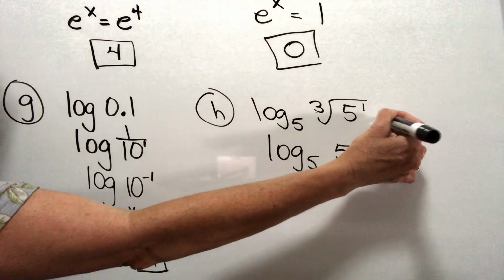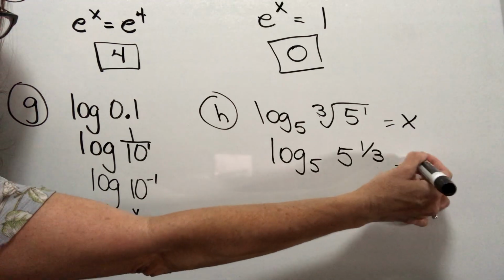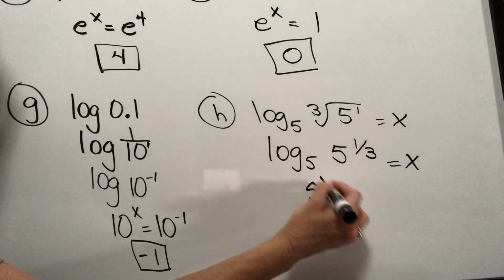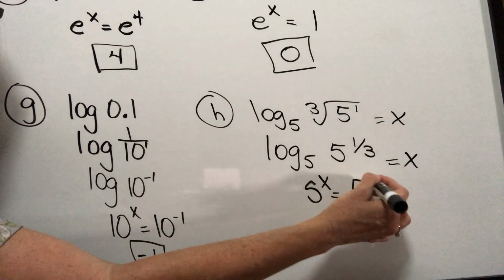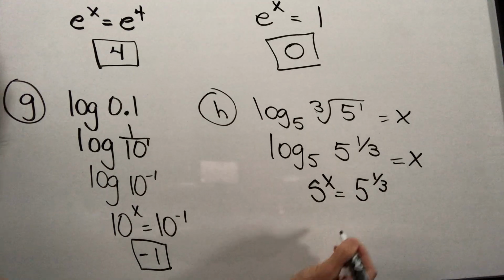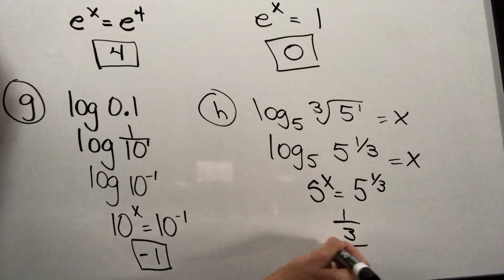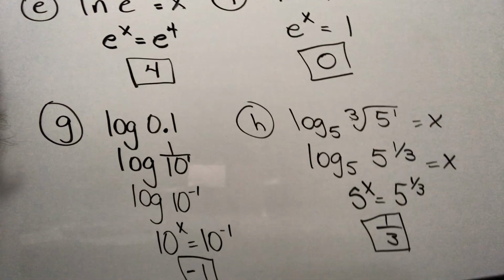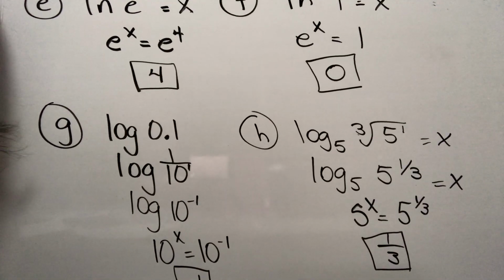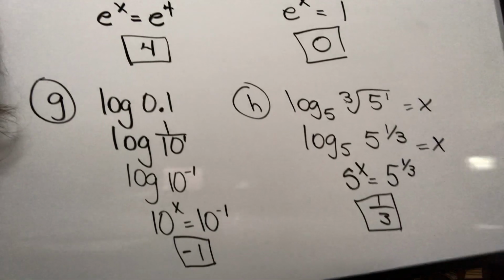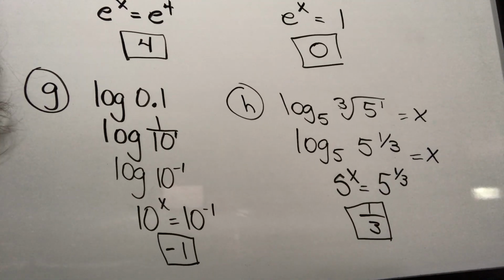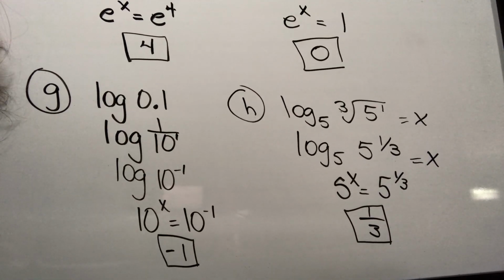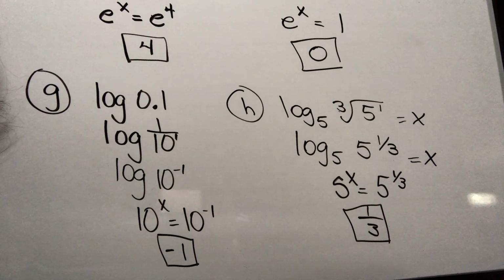So you would be trying to think, if you set this equal to x, 5 raised to what power would be 5 to the 1/3? So of course the answer would have to be 1/3. Okay, so that completes through h. I'll have to erase that in just a minute, so go ahead and pause the video if you need to catch up.